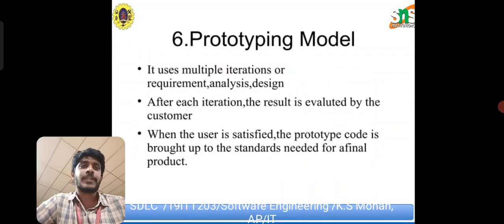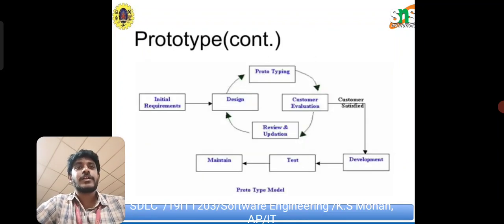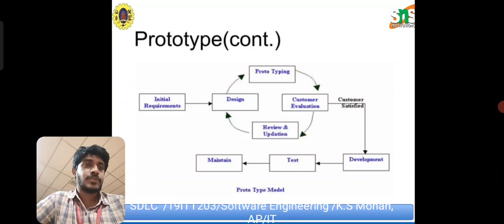It uses multiple iterations of requirement analysis. After each iteration, the result is evaluated by the customer. When the user is satisfied, the prototype code is brought up to the standards needed for a final product. In the prototype model, we have design, customer evaluation, and iterations with review and updating, then maintenance and test development. The prototype model starts with initial requirements and continues until the customer is satisfied, followed by deployment, test, and maintenance.